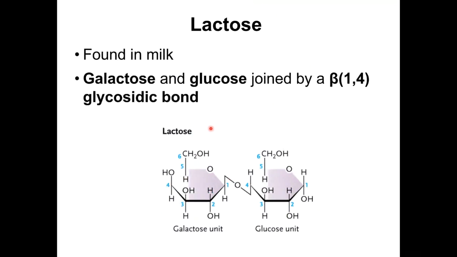Third disaccharide to remember is lactose. That disaccharide is abundant in cow milk, which is the source of problems for people that do not have the enzyme that actually degrades it. The lactase breaks this type of bond right here. Some people do not express it, hence they are lactose intolerant.